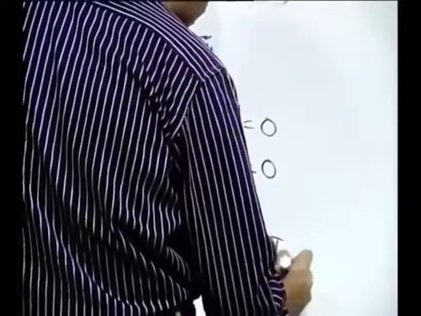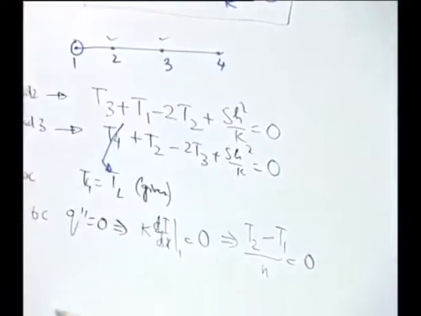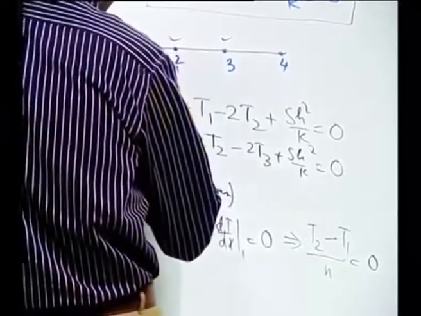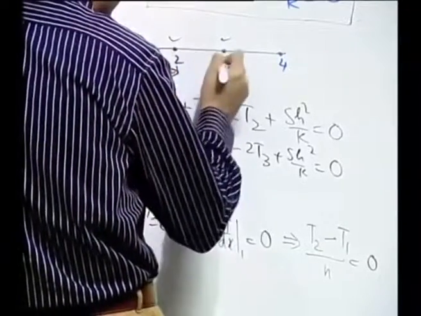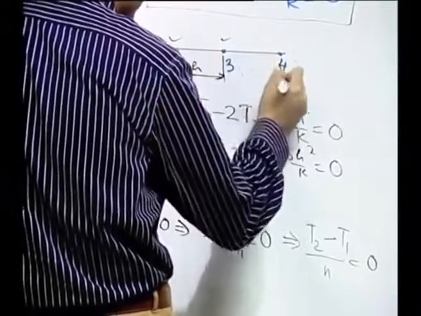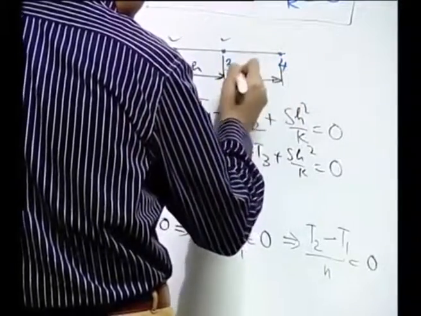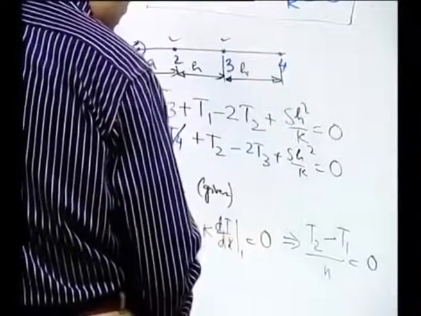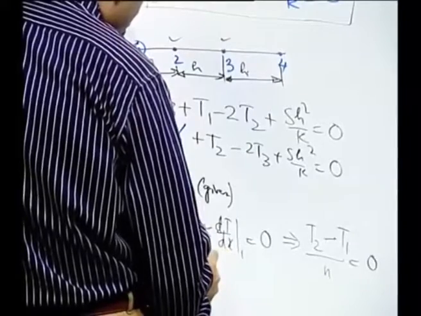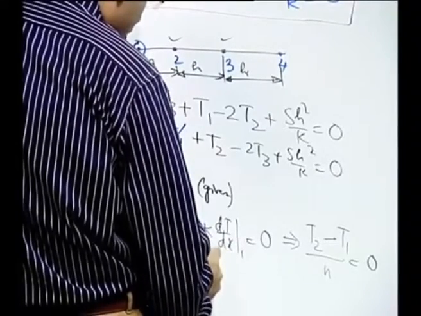So, you can write it in terms of a difference formula (T2 minus T1) by H equal to 0 as a forward difference formula, where H is the distance between each of the grid points. Which implies T1 is equal to T2.